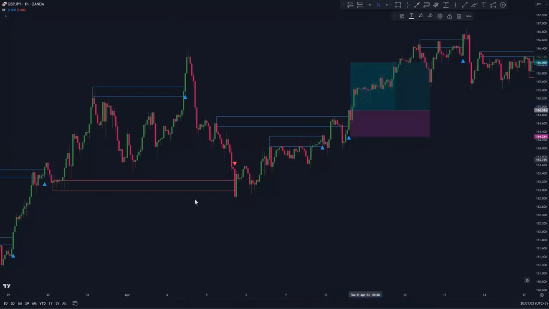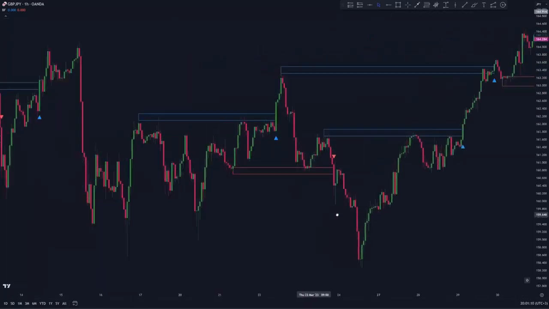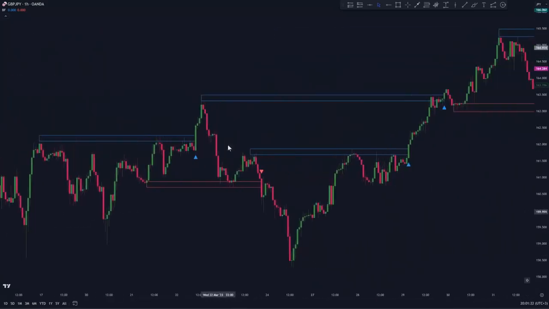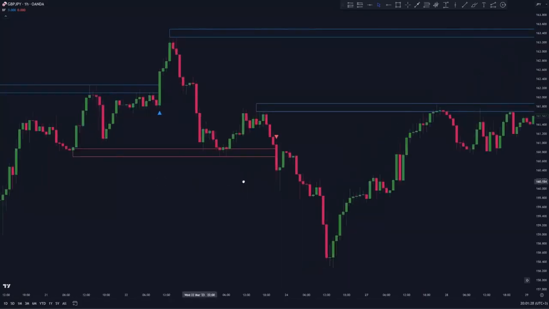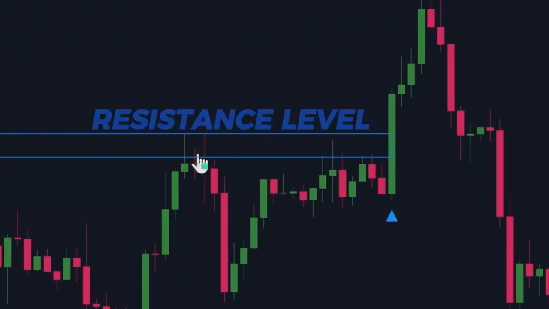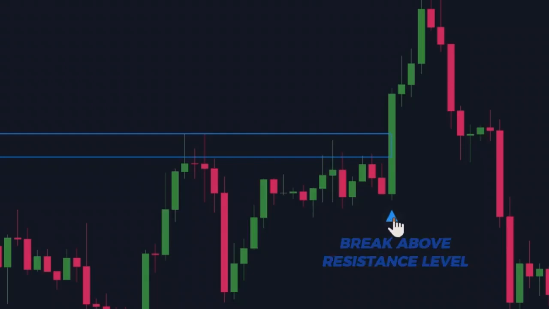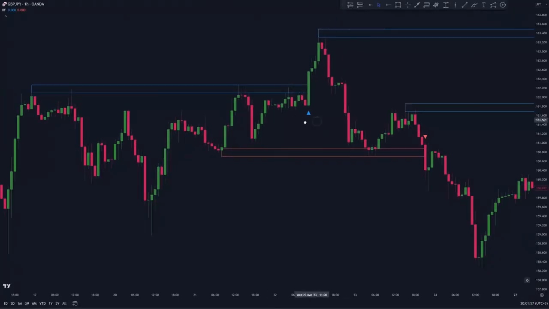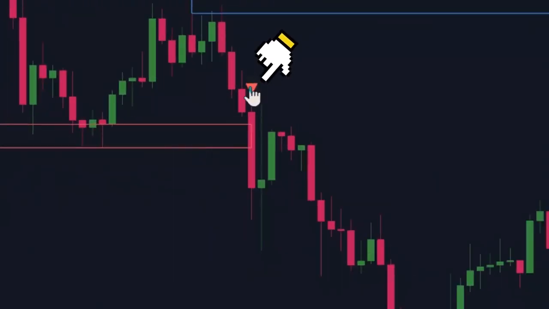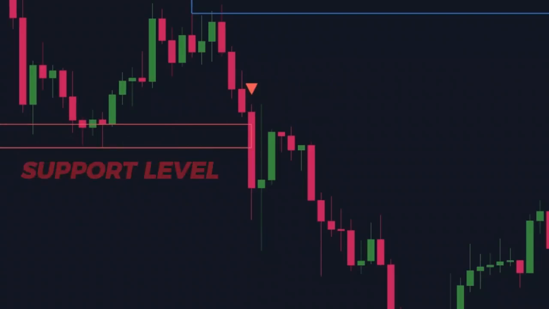Now, looking at this indicator, you can see that it's actually really simple. It's made up of very few components separated into two colors, blue and red. On the blue side of things, we have this rectangle and this upward arrow. The blue rectangle represents a resistance level, and the blue upward arrow indicates a break above the resistance level. Conversely, on the red side of things, we have a red rectangle and a red downward arrow. The red rectangle represents a support level, and the red downward arrow indicates a break below the support level.